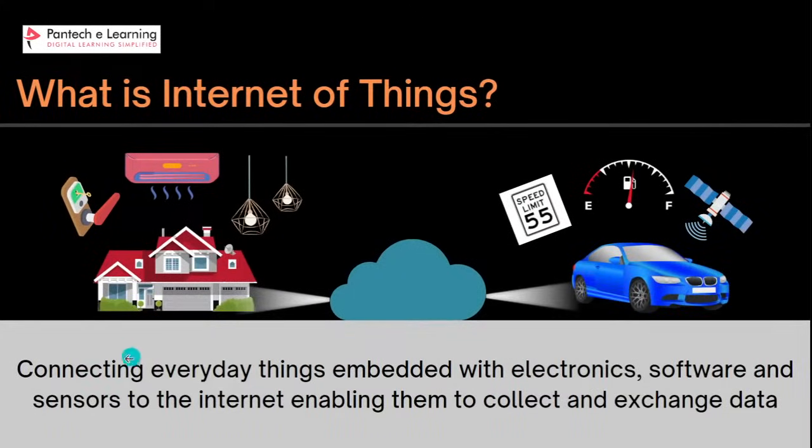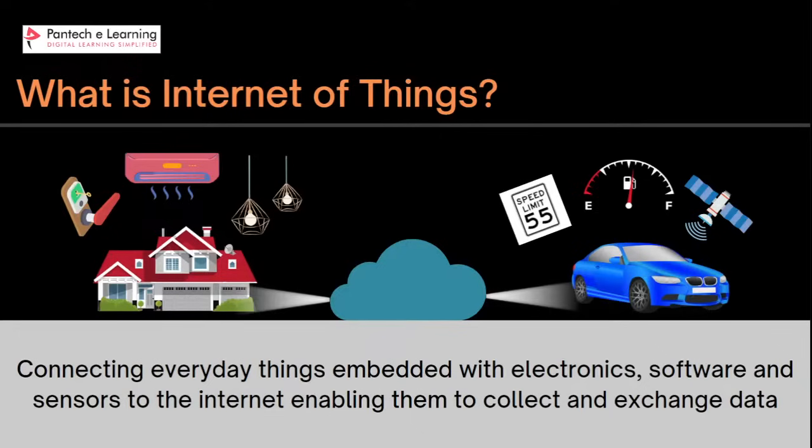So now, what is IoT? Connecting everyday things embedded with electronics, software and sensors to the internet, enabling them to collect and exchange data. So, we can connect everyday things which are embedded with either software or sensors to the internet. And this in turn enables us to connect as well as exchange data between these things. Now, when I say things, it can be anything and everything. Let's say I have an internet platform where I can connect these things. If I take an example of my house, I can connect my lock, I can connect my AC, and I can connect my light, and all this can be managed on the same platform.